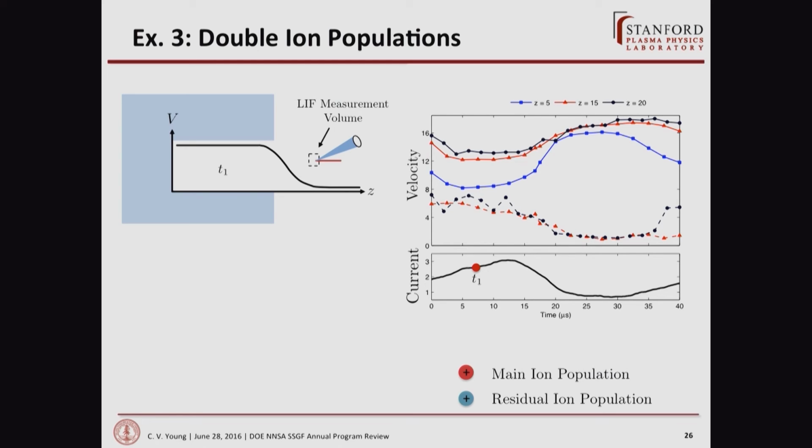So here's a cross-section of the channel. Let's say that the voltage ramp looks like this. And as ions fall down the voltage hill, they're going to gain velocity.